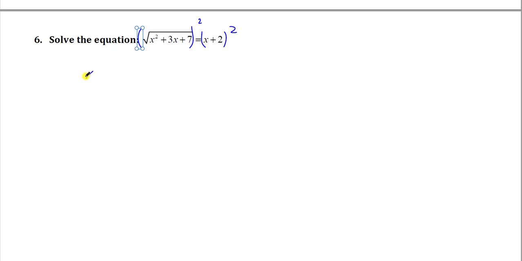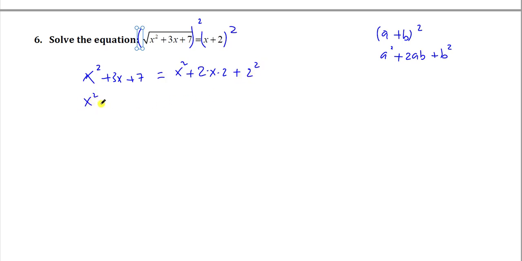So on the left hand side, I have x squared plus 3x plus 7. Now on the right hand side, we can expand this out using this formula. a plus b squared equals a squared plus 2 times a times b plus b squared. In this case, a is x, b is 2, therefore a squared is x squared plus 2 times a times b plus b squared, which is 2 squared. Now simplify this further, I can get the right hand side x squared, 2 times 2 is 4x, 2 squared is 4. Now it's time for us to combine the like terms on both sides.